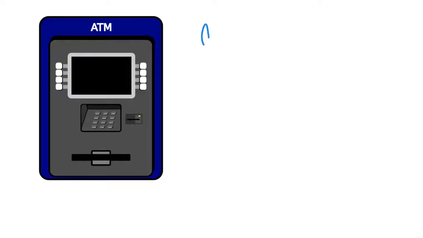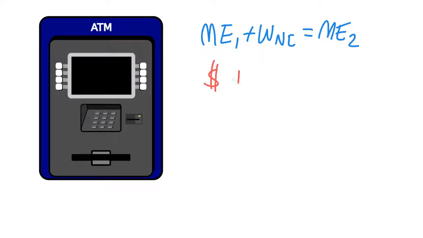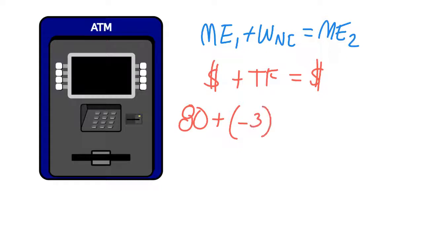So looking at this equation again, we have ME1 plus work non-conservative equals ME2. And I have a picture of an ATM here, because think about this. This is kind of like the money that you have plus your transaction fee equals the money you have later on. So let's say that you have $80 in your bank and you have a transaction fee of negative $3 when you take that out. Well, now you might have only $77 because of that transaction fee. Work non-conservative is the same idea.